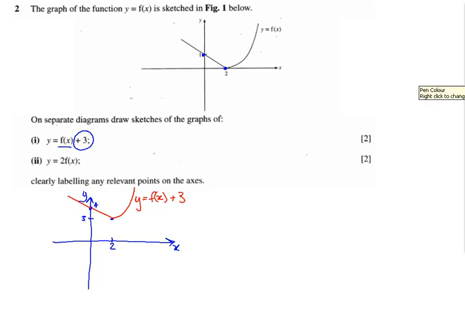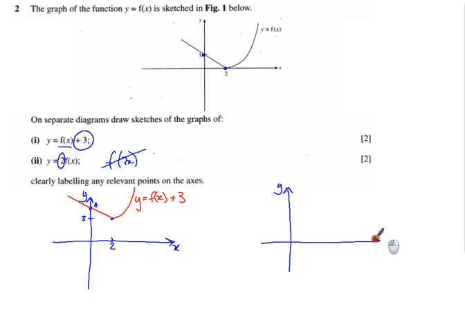Second one, y equals 2f of x. Again, the 2 is outside the function of x. Okay, it's not f of 2x. It's f of x multiplied by 2. So it's outside the function of x. I'd expect it to multiply all the y values by 2. Another way of thinking of that is it's a stretch parallel to the y-axis, and the scale factor is 2. That means all the y coordinates will be multiplied by 2.